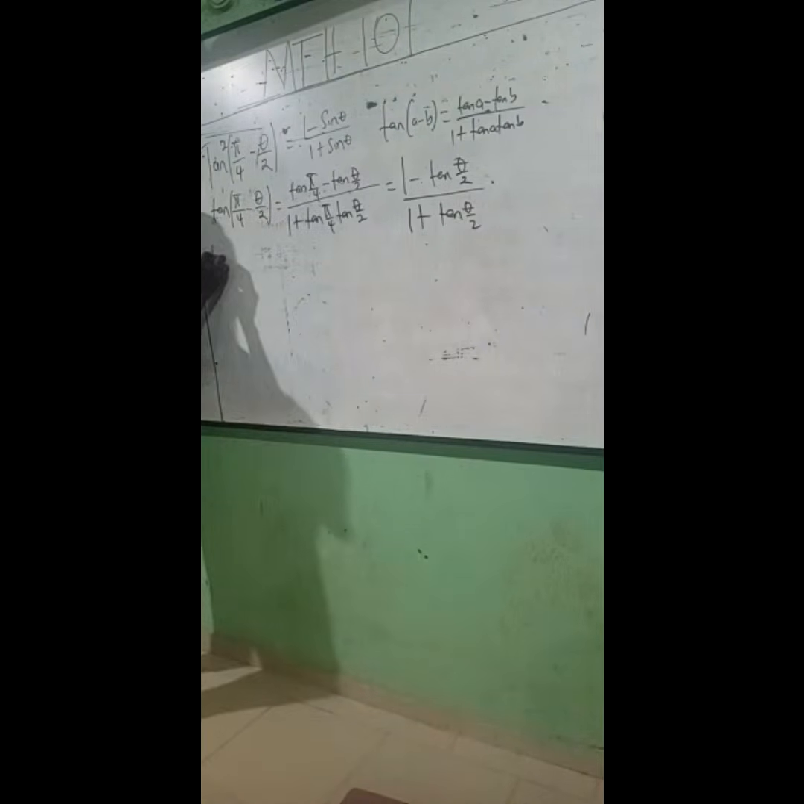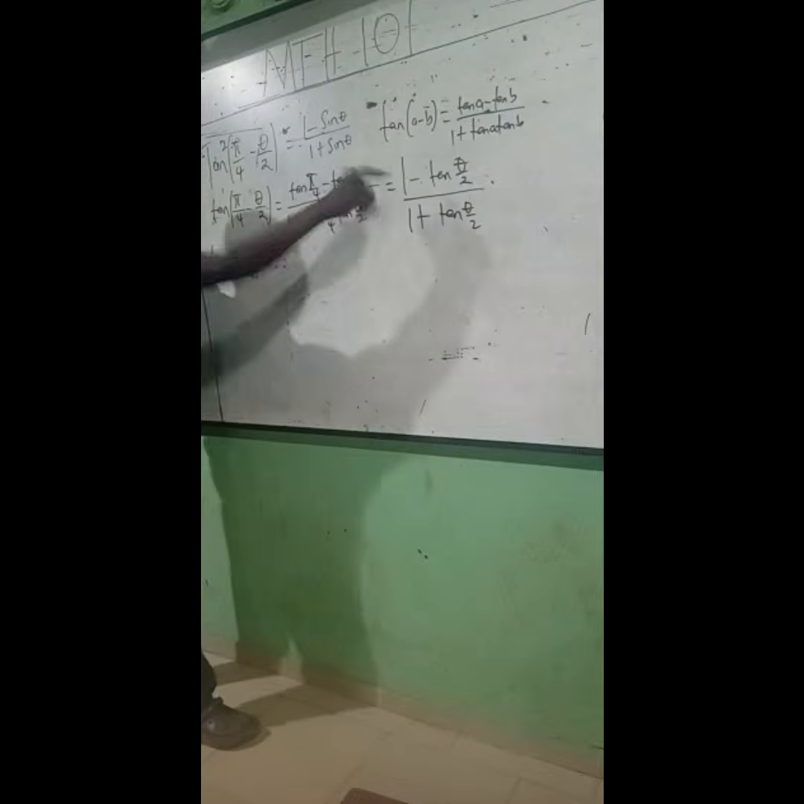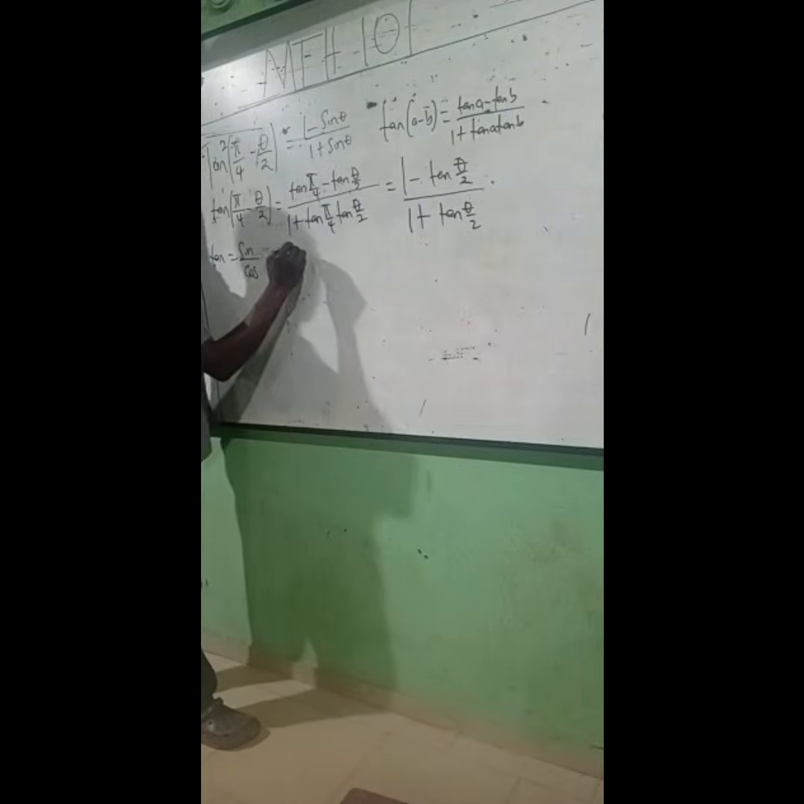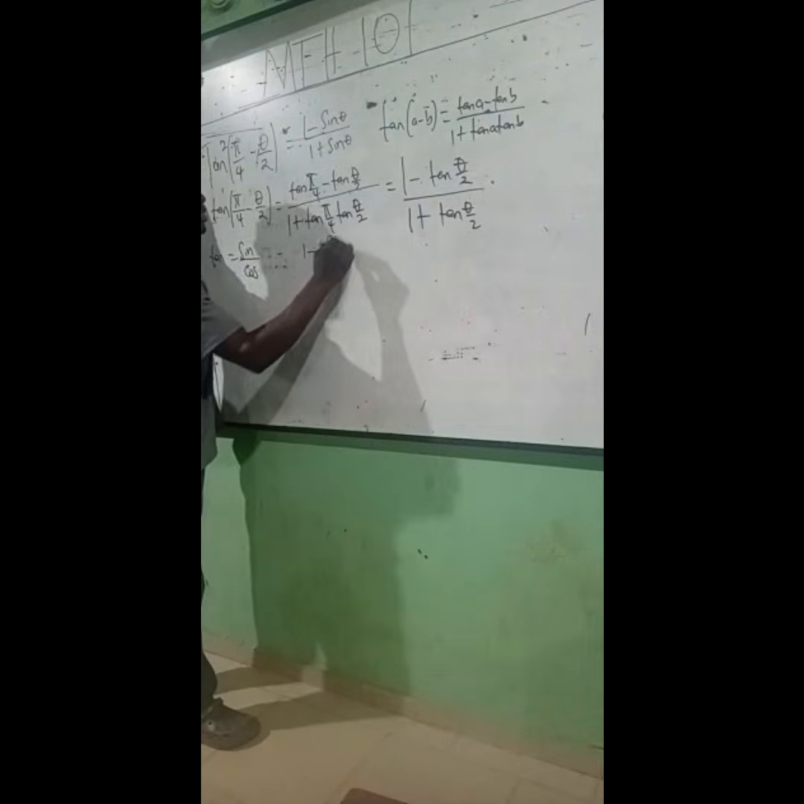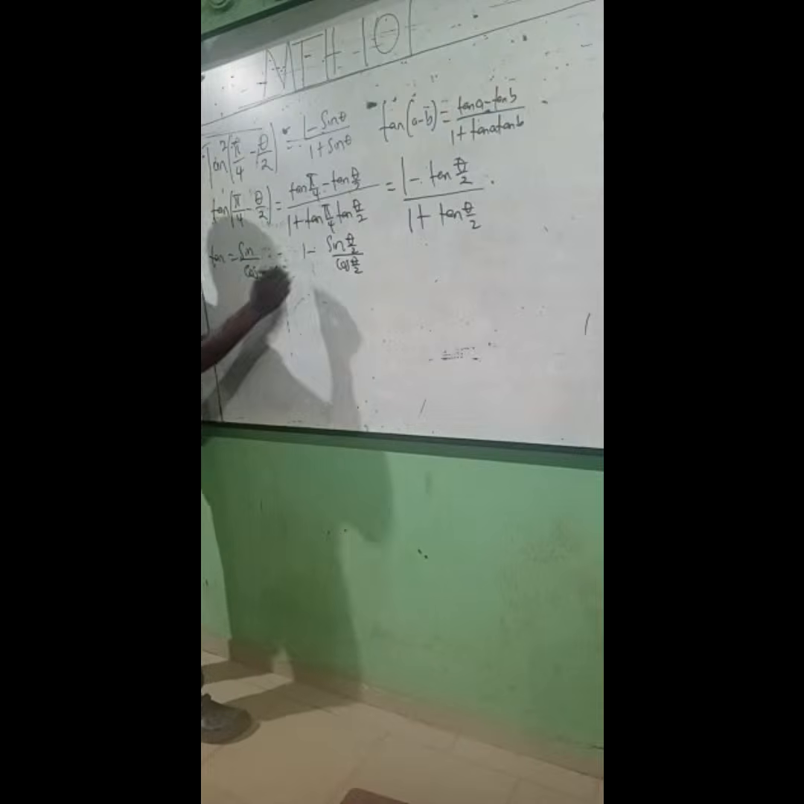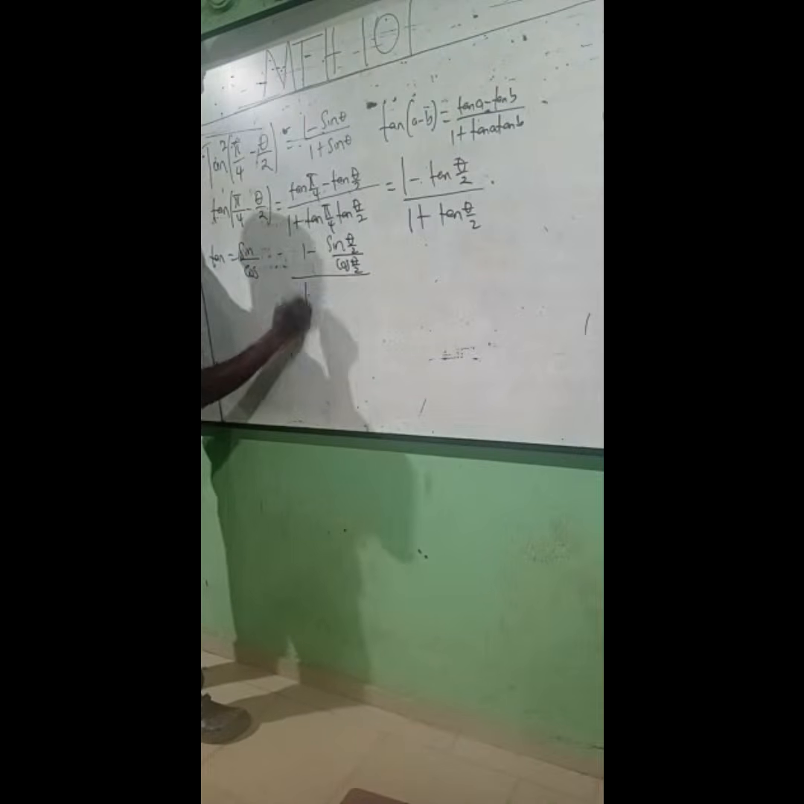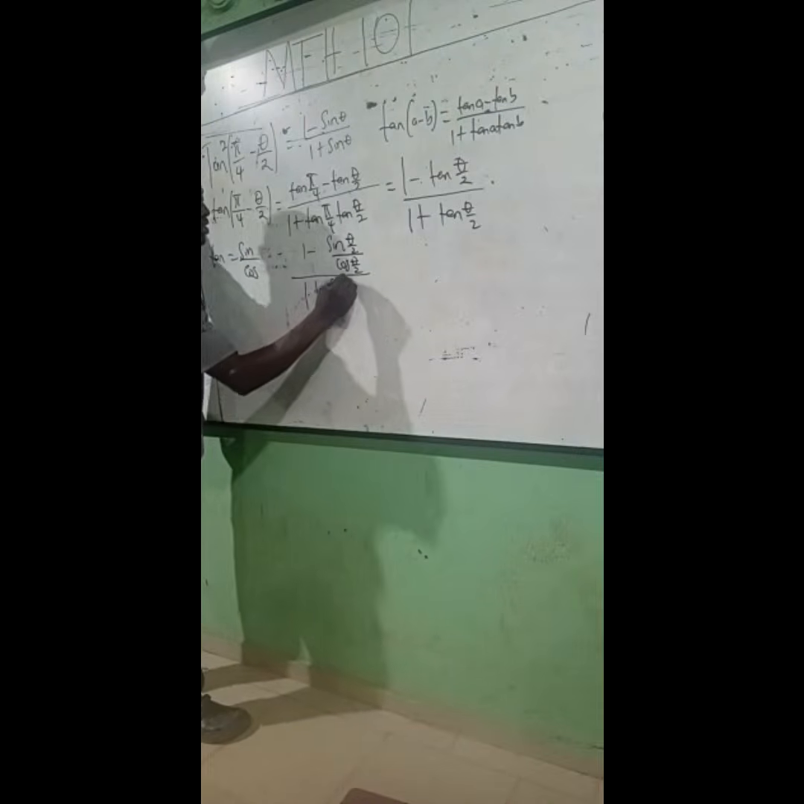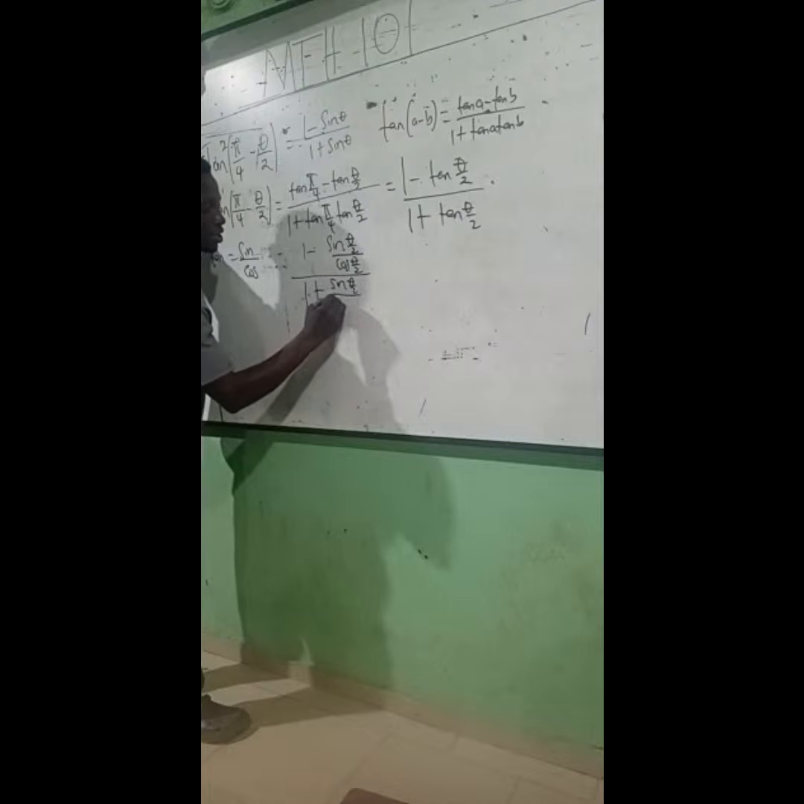We all know that tan is what? Sine over cosine, right? Sine over cosine. Therefore, 1 minus tan theta over 2 is going to give us 1 minus sin theta over 2 divided by cos theta over 2. Because if tan is sine over cosine, divided by 1 plus sin theta over 2 divided by cos theta over 2.